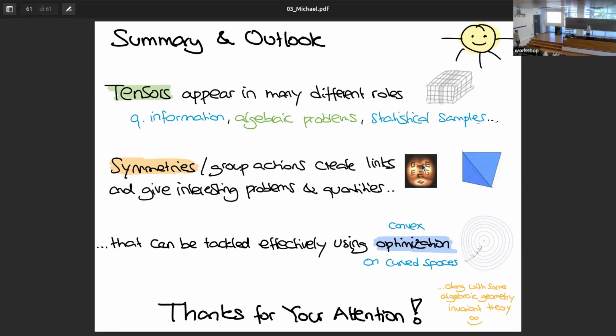There were group actions that we either liked because we wanted to ignore them and look at normal forms, or because they were natural symmetries of our problems. So they gave rise to interesting marginal problems, polytopes, and quantum functions. And the pitch was that we can characterize them by convex optimization methods, which allows us to effectively access these implicitly defined polytopes. So with this, I thank you for your attention.